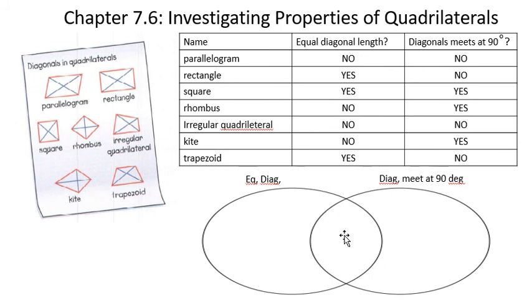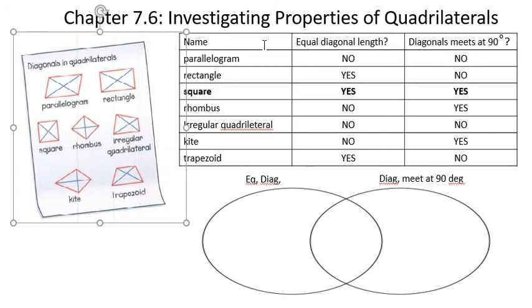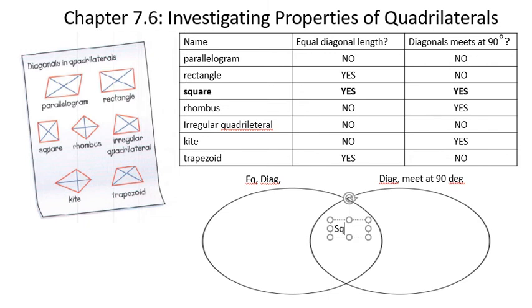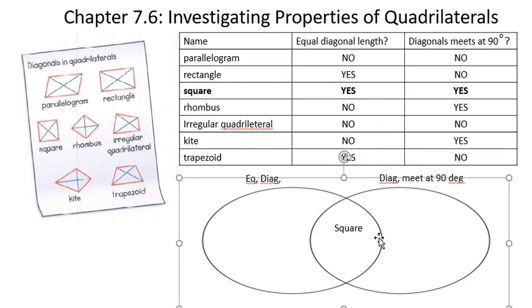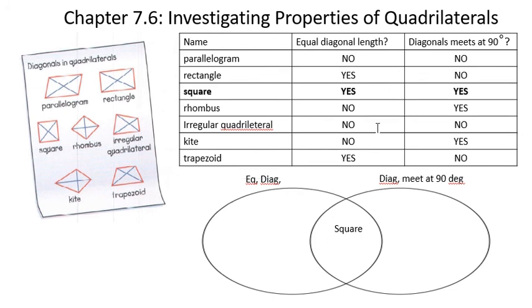In here would be the ones that say yes for both. So we're going to put here square, and I'm going to highlight it like this. It's yes for both. Let's make it bold so I don't use it twice. So square goes in the middle. I'll make a little text box, so square goes in here. And are there any more that have yes on both sides? The answer is no, they don't. So only my square has equal diagonals and diagonals that meet at 90 degrees.